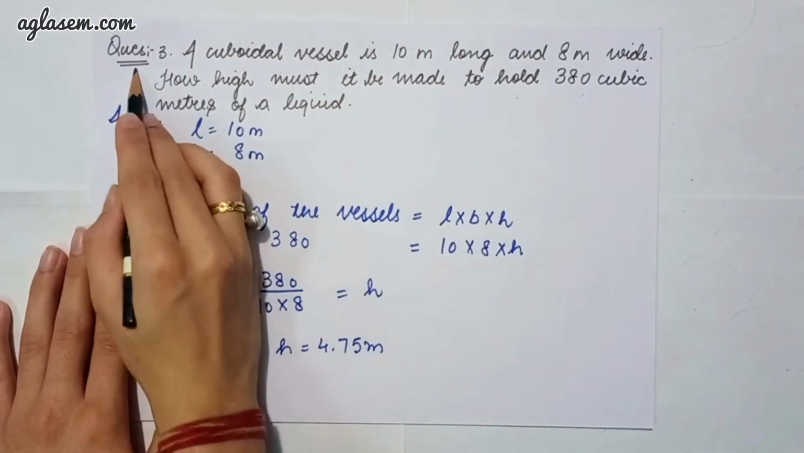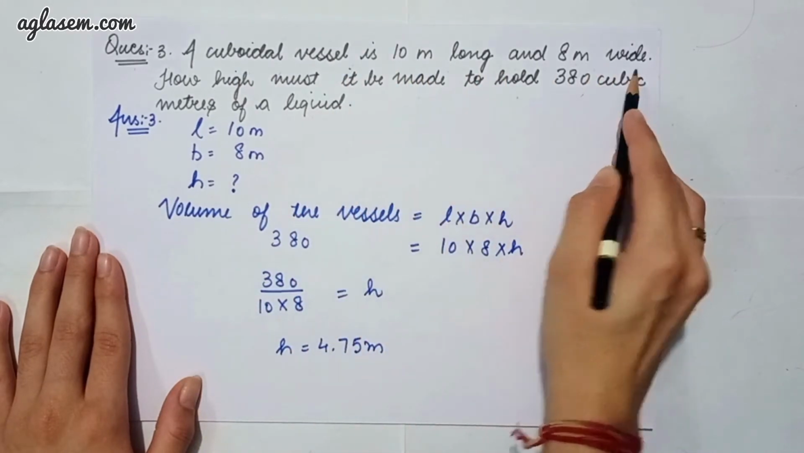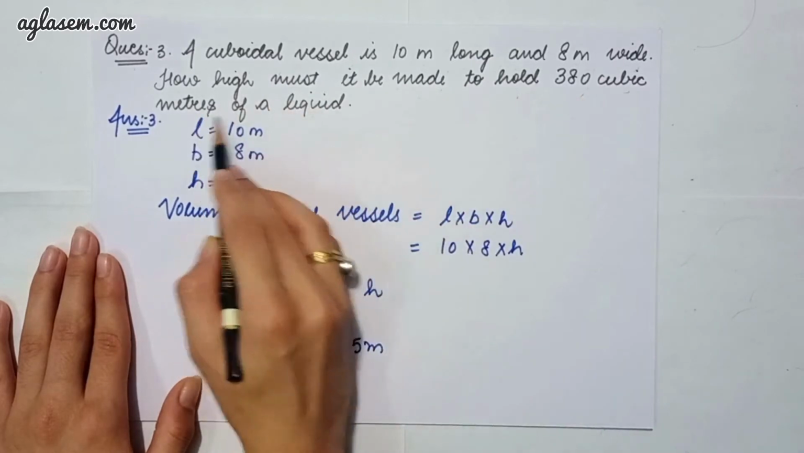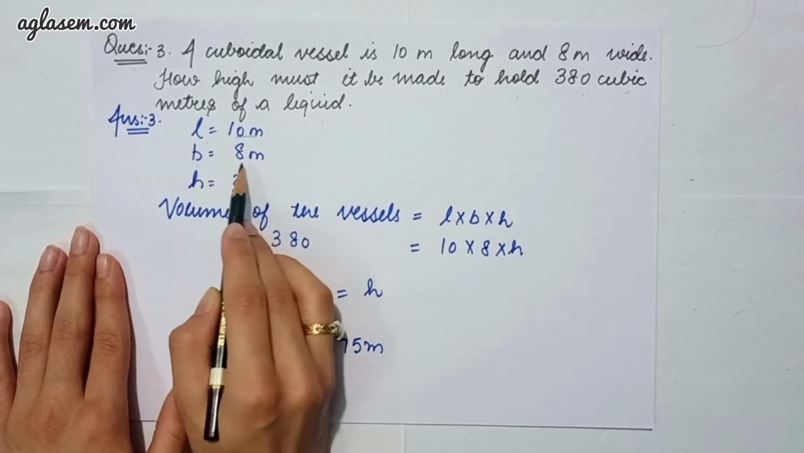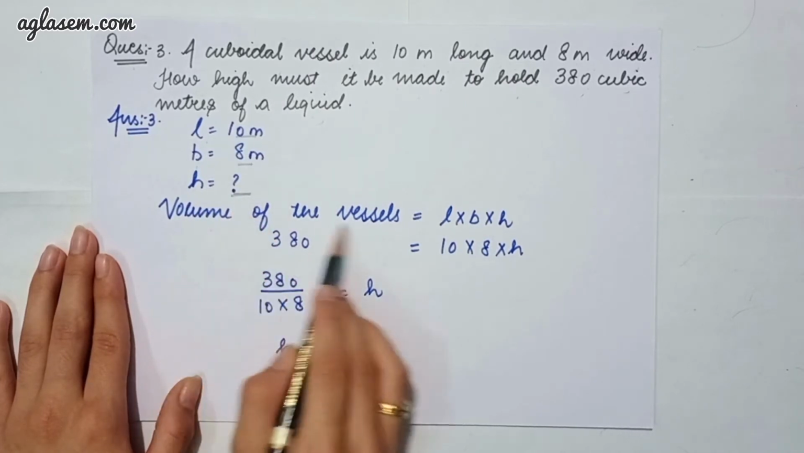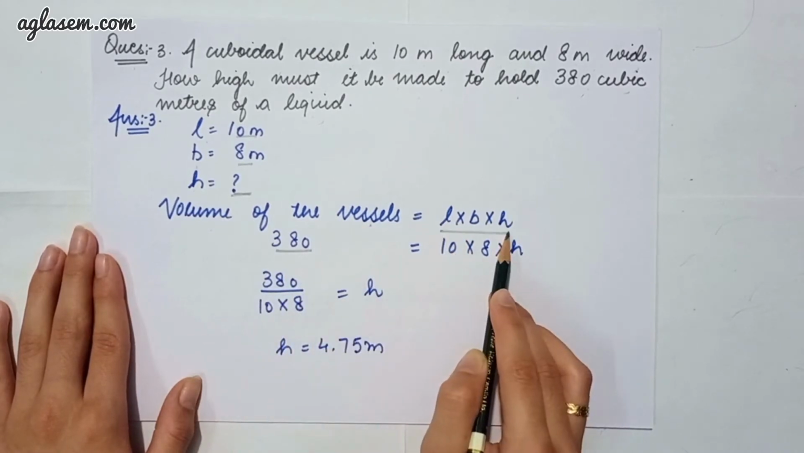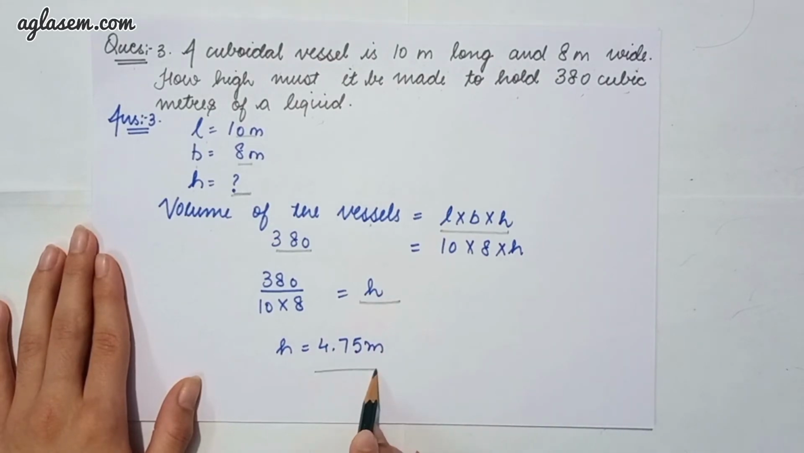Moving to our third question, which says a cuboidal vessel is 10 meter long and 8 meter wide. How high must it be made to hold 380 cubic meter of liquid? So length, that is 10 given, B, that is breadth 8 meter given to us, and height we have to find. So here the volume of vessel, which is 380 given. Applying the formula, that is L into B into H, we will get height as 4.75 meter.